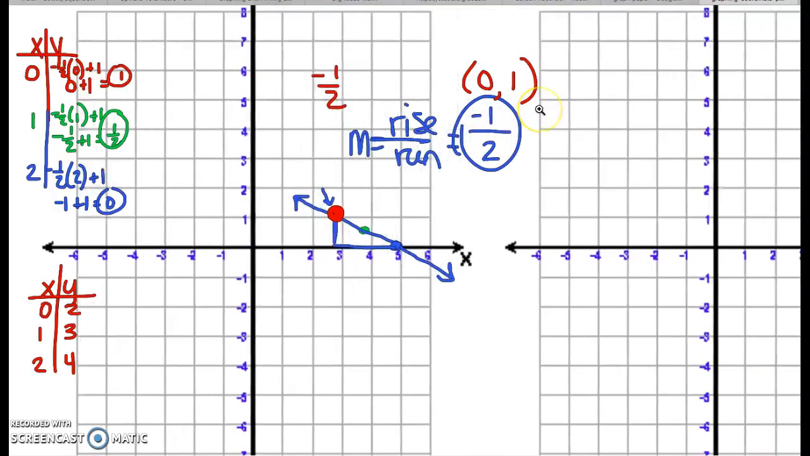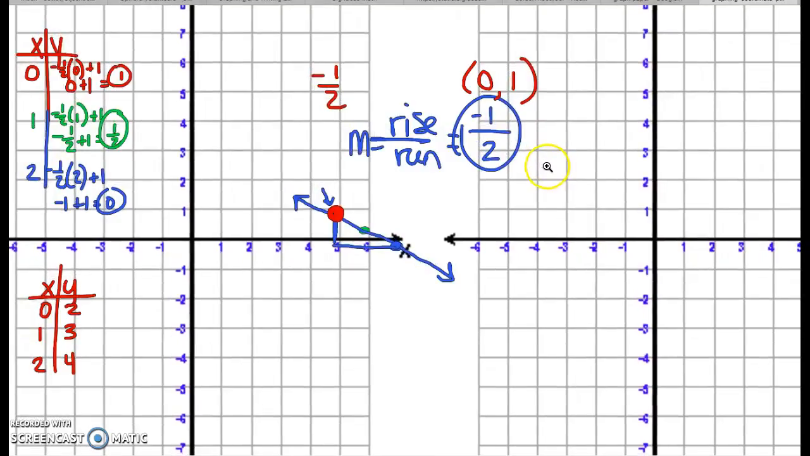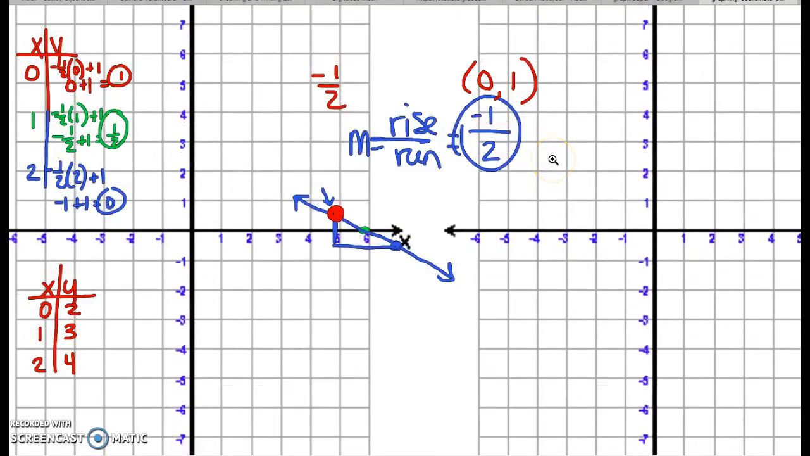Wish I could just erase part of this, but just bear with me. It's going to look a little sloppy for just a minute. Okay, so if I plot these points, 0, 2, so over 0, up 2. 1, 3, over 1, up 3. And 2, 4, over 2, up 4. So here's your line.